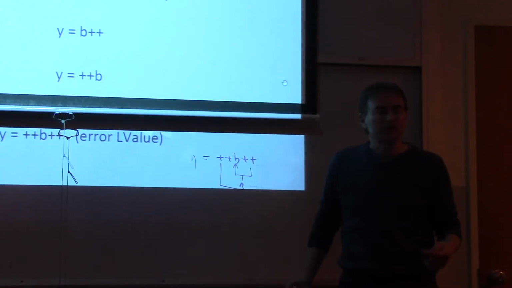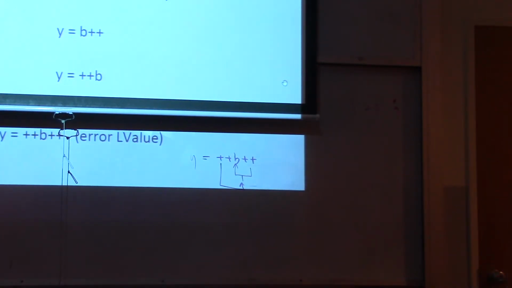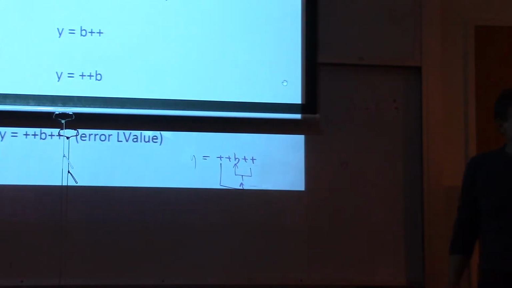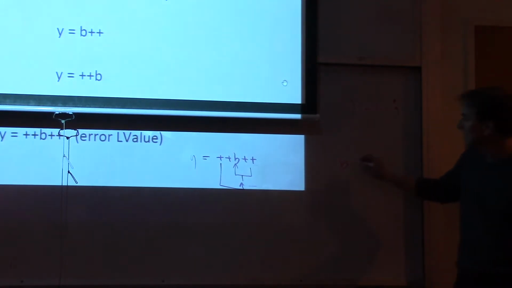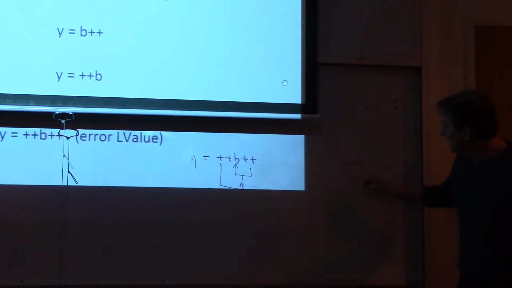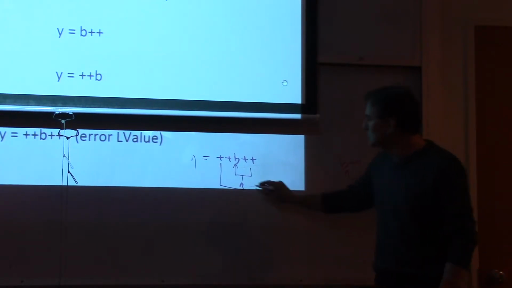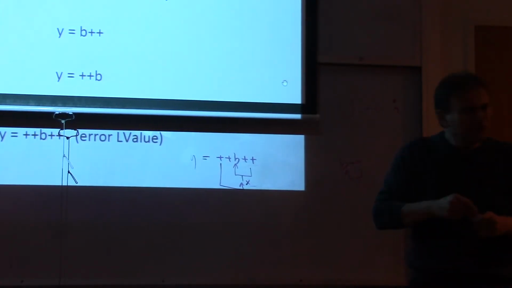B++ returns the value, the pure value of B. And the pure value of B does not have a memory associated with it. B does, but not B++. It's a different expression. B has an L value. B++ is an expression, that value is here, and that does not have an L value. So therefore, this will be an L value error. And you'll see it when you compile it.